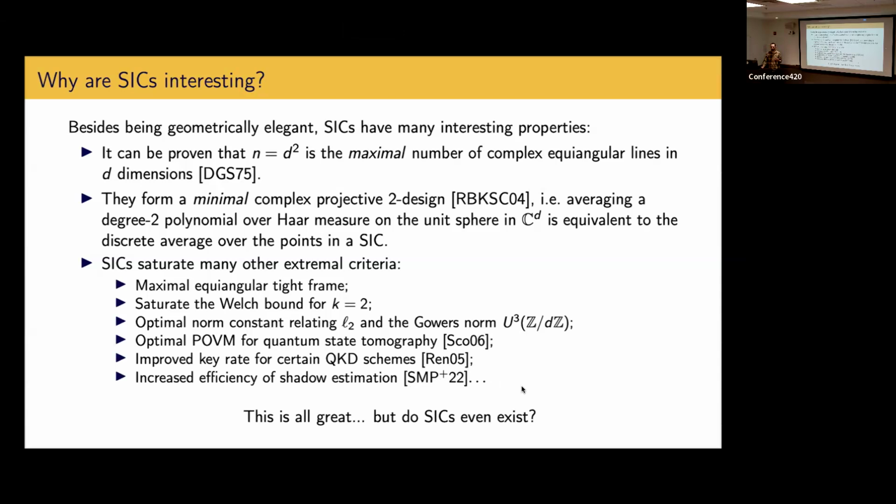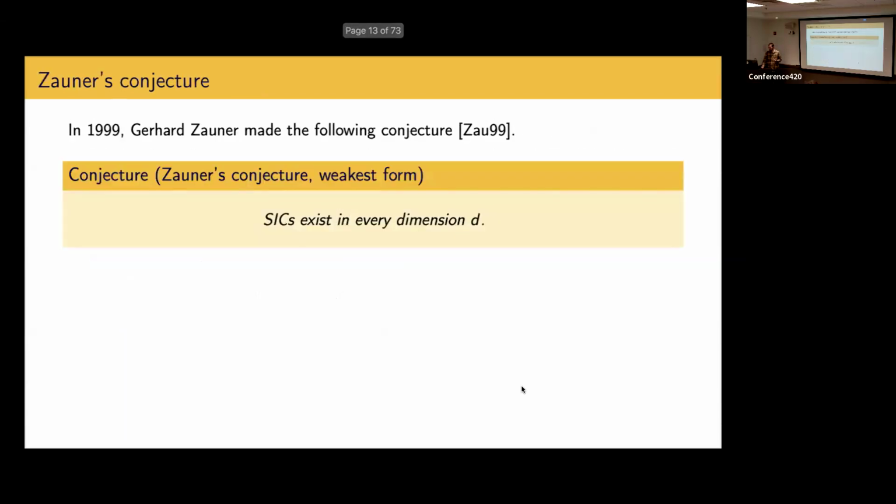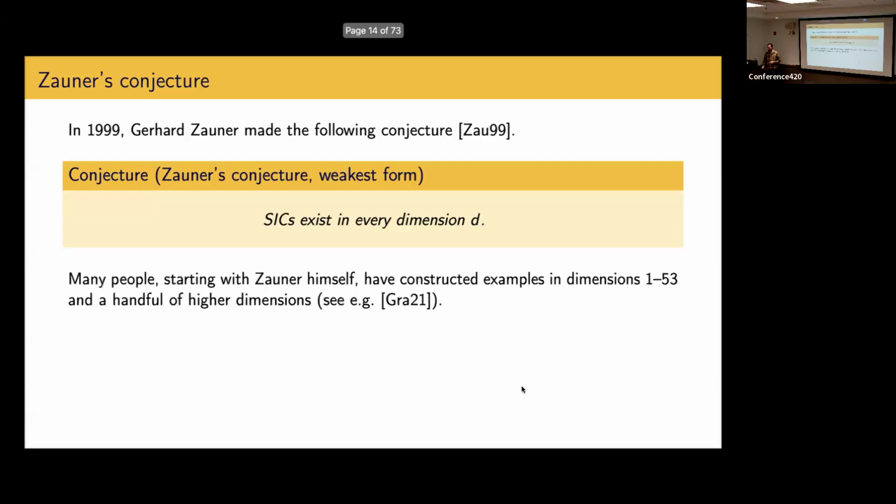Do they exist more generally than this? So in 1999, Gerhard Zauner conjectured, he actually conjectured something stronger than this, but he conjectured that SICs exist in every dimension D. And there's a lot of numerical evidence, starting with Zauner himself, who had some exact constructions and some numerical constructions up to, I think, dimension 8.